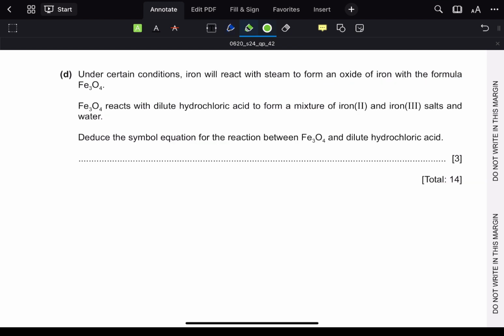Part D. Under certain conditions, iron will react with steam to form an oxide of iron with the formula Fe3O4. Fe3O4 reacts with dilute hydrochloric acid to form a mixture of iron 2 and iron 3 salts and water. Deduce the symbol equation for the reaction between Fe3O4 and dilute hydrochloric acid. So we have Fe3O4 plus HCl, which react to give a mixture of Fe2+ salts and Fe3+ salts.